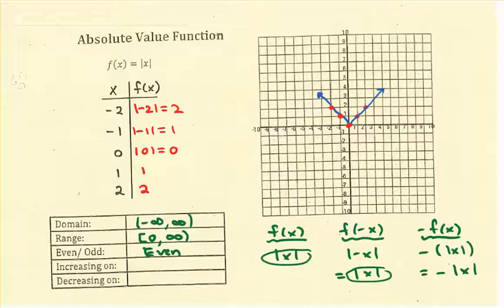So for instance, if we were to plug 5 into negative f of x, the absolute value of 5 is 5, but because of the negative being out in front, we then have to take the opposite of 5, which is -5. So in this case, the negative position does matter.